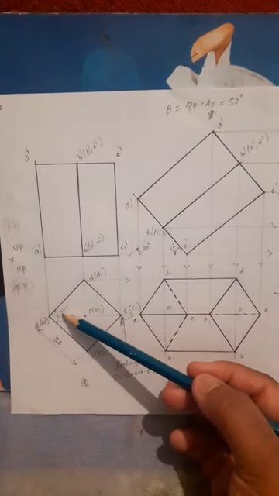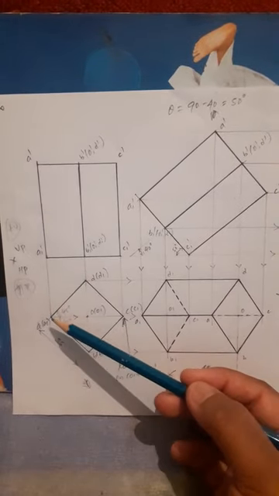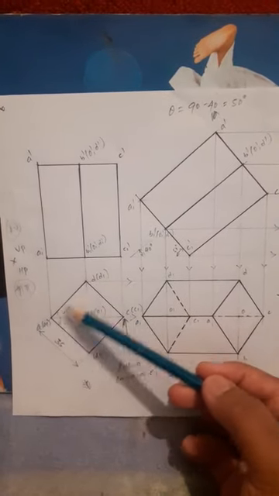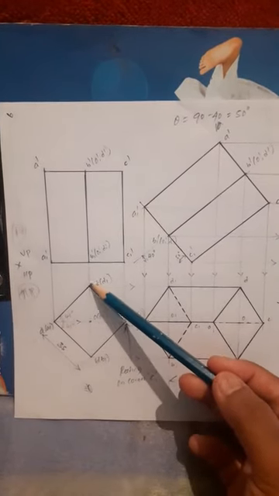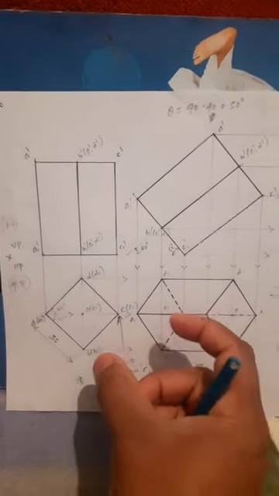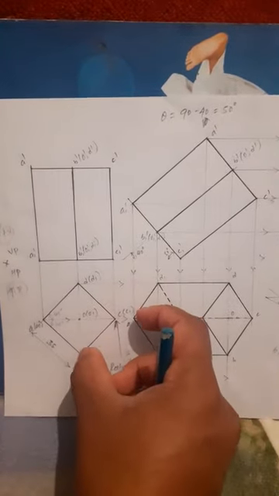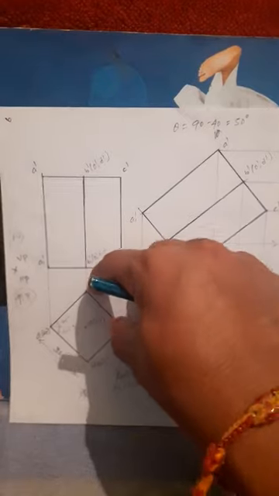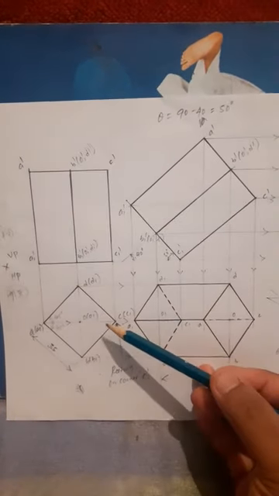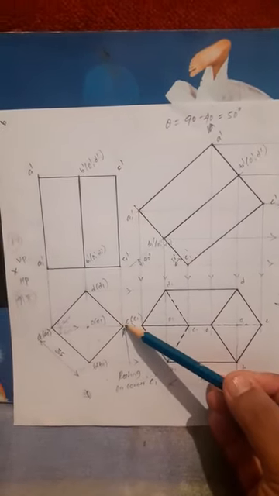From that you take a 45 degree line with respect to the center. On the 45 degree line, measure the base side, which is 35 mm. Then with the help of a compass, take a 35 mm radius. From the corner here, draw an arc. Those two arcs intersect again on this horizontal line, right?